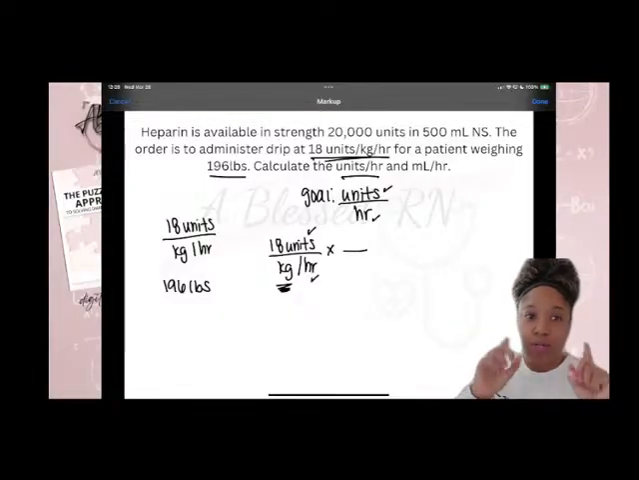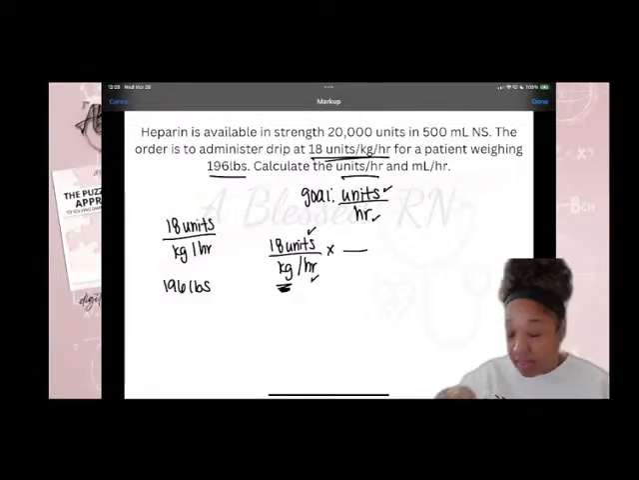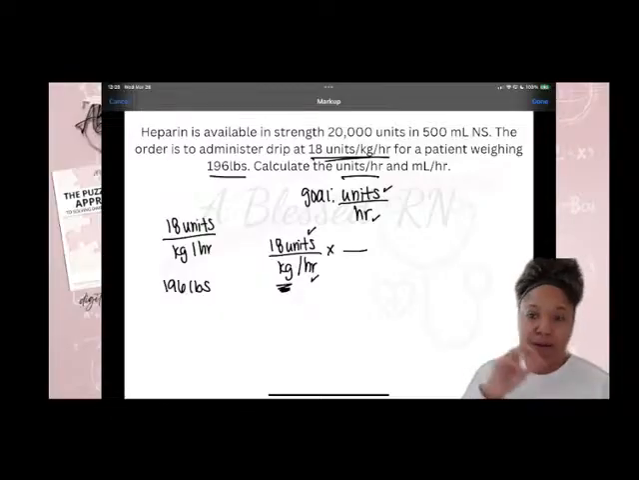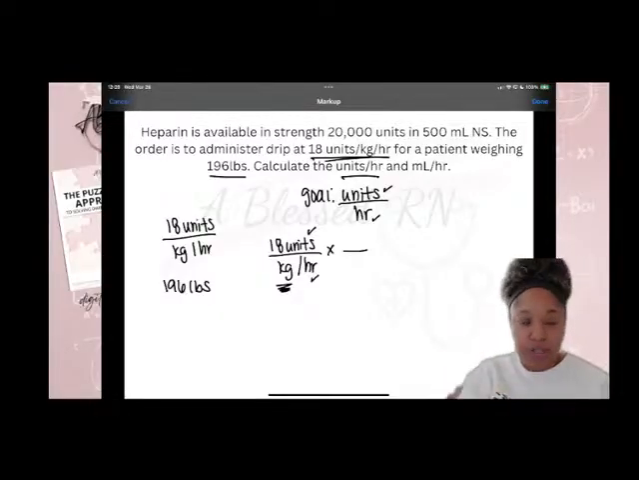This is one you need to know. If you don't know that conversion, you need to know that 1 kg equals 2.2 pounds. You'll see this a lot in your peds, your adults, your heparin. A whole bunch of medicines are based on the weight of the patient, okay?